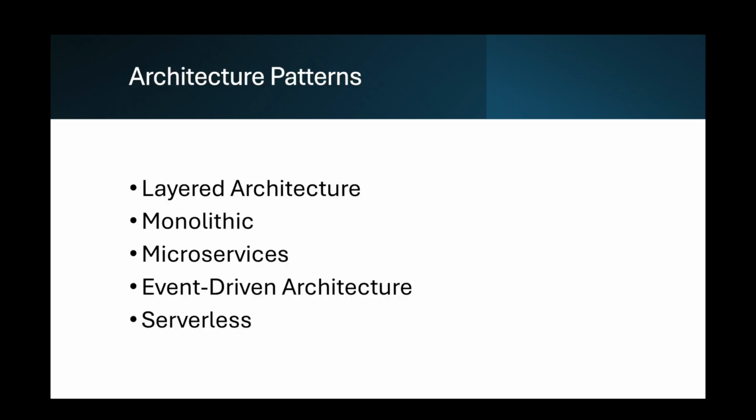So architecture patterns like layered architecture, monolithic architecture, microservices architecture, event-driven architecture, and also serverless architecture provide frameworks for structuring software systems effectively. Layered architecture offers a modular approach with clear separation of concerns, making it ideal for enterprise applications. Monolithic architecture is straightforward but can become rigid as the application grows. Microservices architecture promotes flexibility and scalability but introduces complexity in managing multiple services.